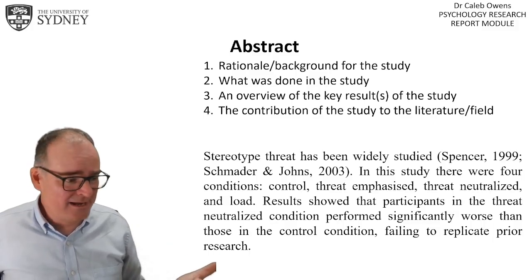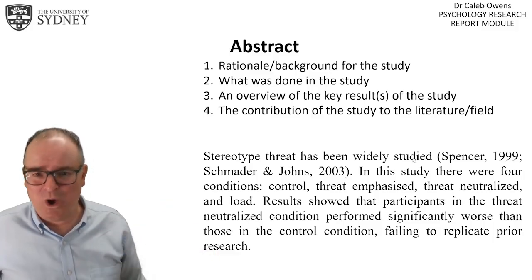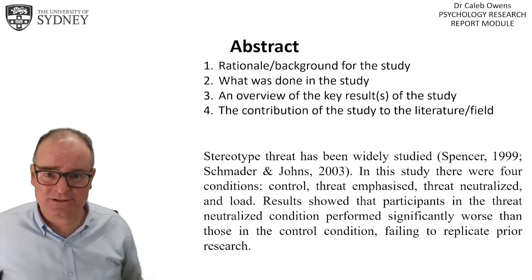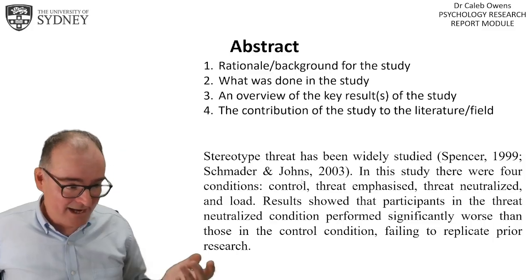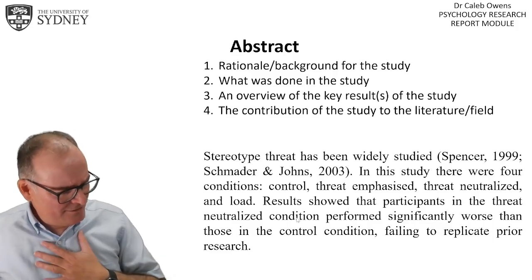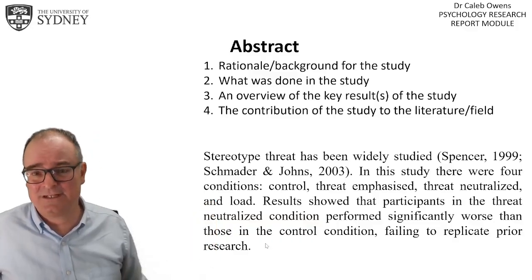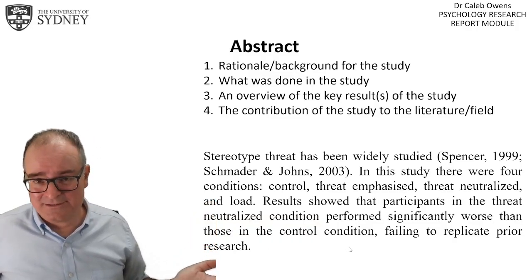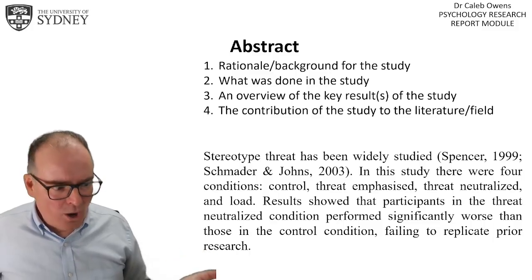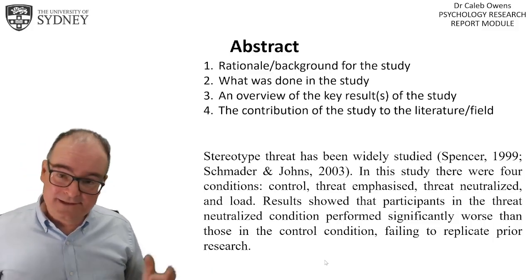So we're halfway through the abstract. All we know is that the topic, which we have no idea what that even means, has been widely studied, and our study has 4 conditions. So far, it's a monumental waste of words. It looks fancy enough, and AI probably wrote this, but there's no information yet. "Results show that participants in the threat neutralized condition," that we don't know what that is, "perform significantly worse than those in the control condition," that we don't know what it is, "failing to replicate prior research." We don't even have a citation there. That final sentence has no information as well. Oh, it's got a direction of effect. Yeah, but it relates to something called the neutralizer. This is a disaster of an abstract.